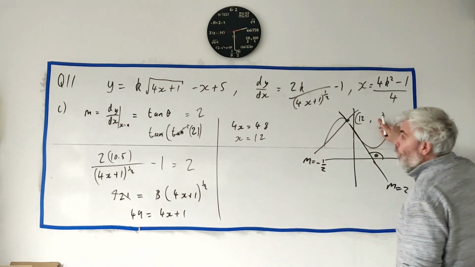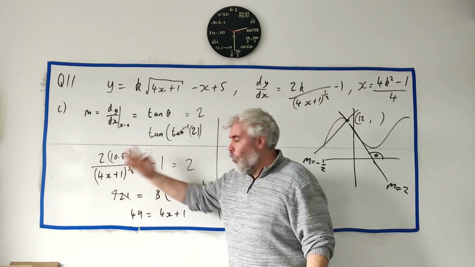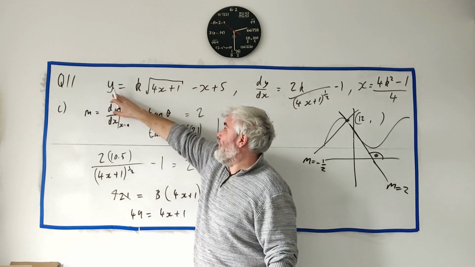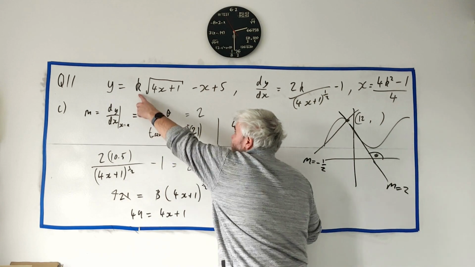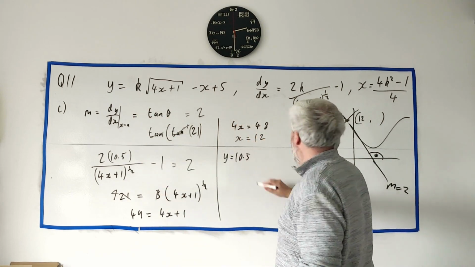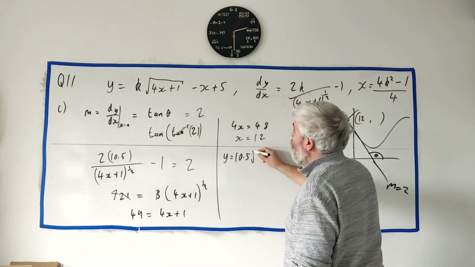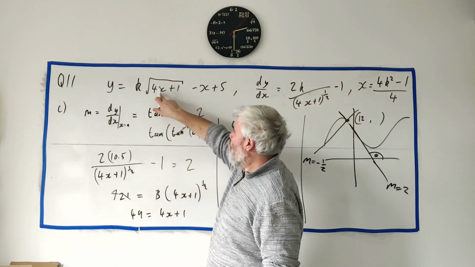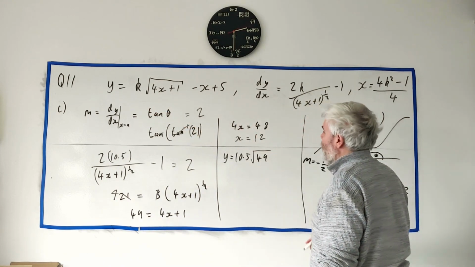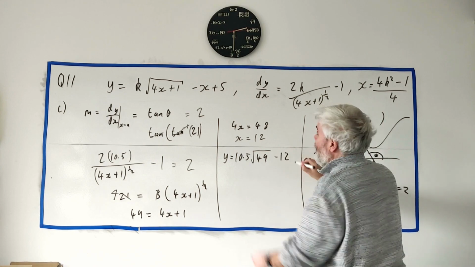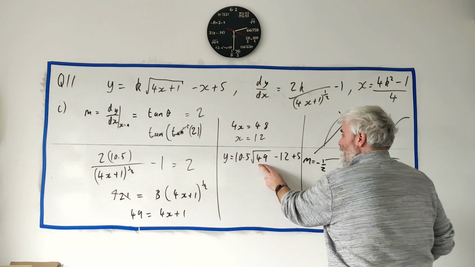Next, we just need to find the y. A lot of students panic at this point. What do I do next? There's no y. Remember, the very first thing they told us was y equals. So we just write that again. y equals. We know k is 10.5. Let me just box off a little room here. The square root of 4 times 12, 48, plus 1, square root of 49, and minus x, minus 12, plus 5. Let's see, this is 7.